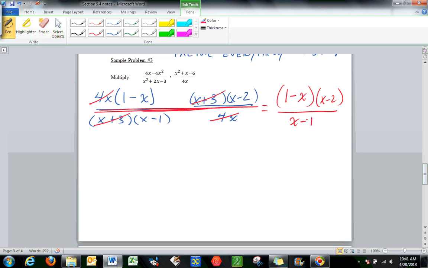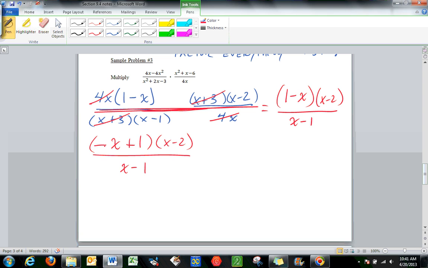Now, if we take a look at this, we need to be sure that we don't make this mistake. 1 minus x is not the same thing as x minus 1. So we can't cancel out these factors here. Just to show you that, I'm going to rewrite the top one so that you can see what I'm talking about. This is basically negative x plus 1 times x minus 2 all over x minus 1. Now, at this point it would seem like we could stop, but in reality there is a little bit more work that we can do.